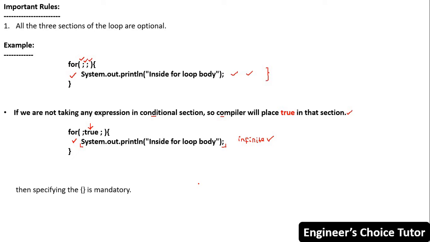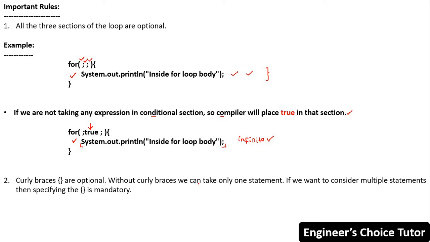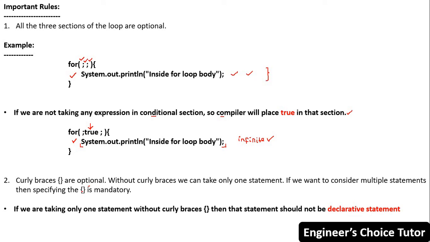Now the second rule is curly braces. Curly braces are optional if you want to take only one statement inside for loop body. But that one statement should not be a declarative statement. Otherwise, you will get a compile time error. Right? These things we have already discussed in our while and do while loop lecture, so I'm not taking this point again and again.